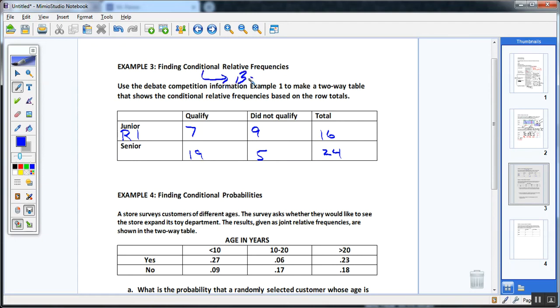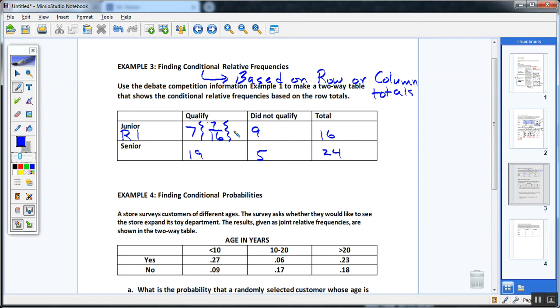It's based on row or column totals. As an example, if I'm talking about rows, this person's definitely a junior. What's the probability they qualified? How many total kids were juniors? 16. And how many qualified? So we're not doing 7 out of 40 anymore. We're doing 7 out of 16. Somebody run 7 divided by 16 and tell me what that conditional relative frequency is as a decimal.